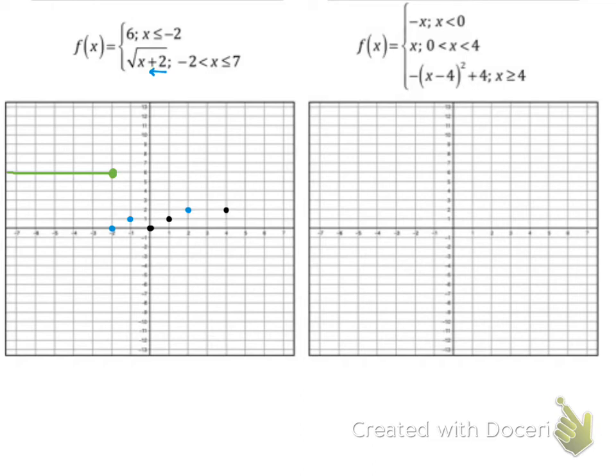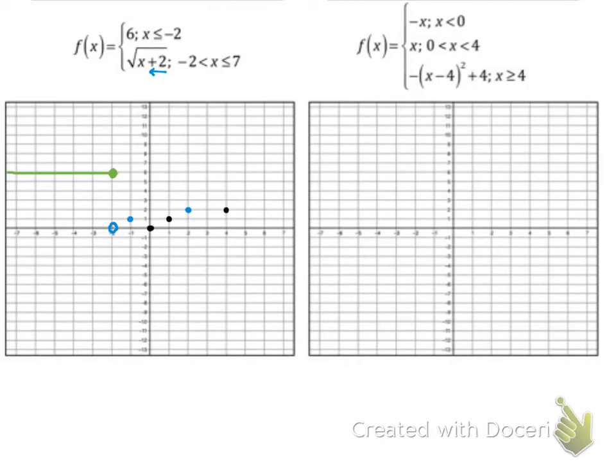Now we have restrictions, right? We want our graph so it exists within this region, so between negative 2 and 7. And at negative 2, and I kind of jumped ahead here too, at negative 2, it's less than x. It's not less than or equal to, so we should have put an open circle at negative 2. So this requires an open circle.